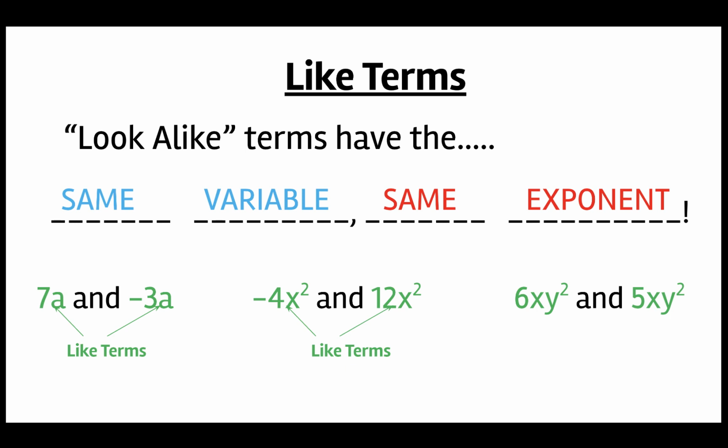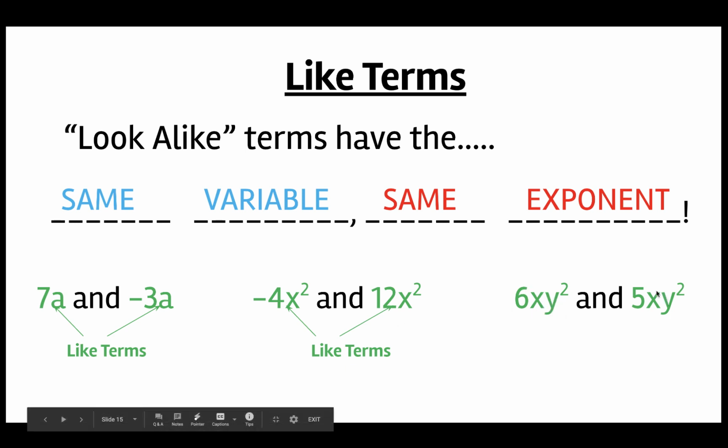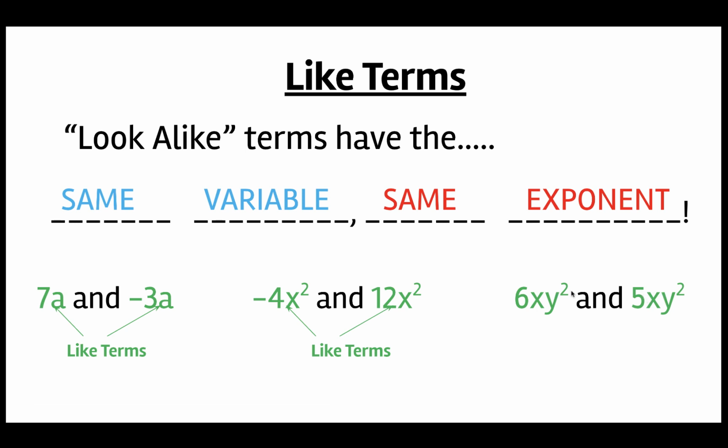What do you think about the last one there? 6xy squared and 5xy squared. Do they have the same variables? Yes, they do. Do they have the same exponents? Well, let's talk here. Here I just have an x. Here I just have an x. So yes, they match the definition of a lookalike term.